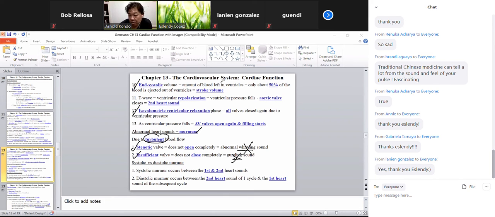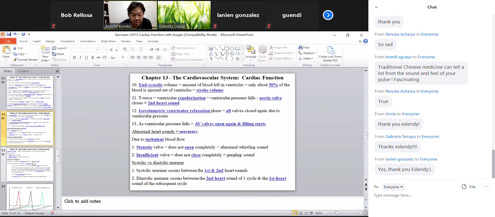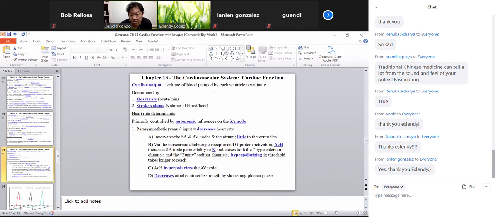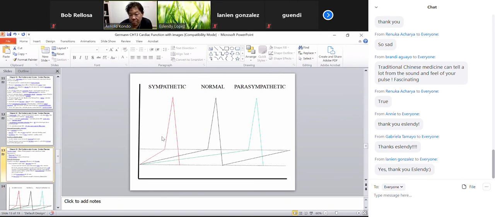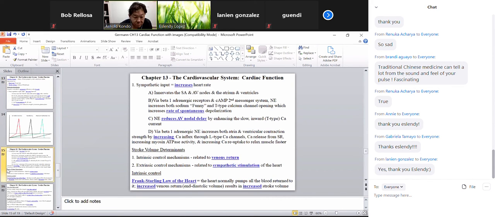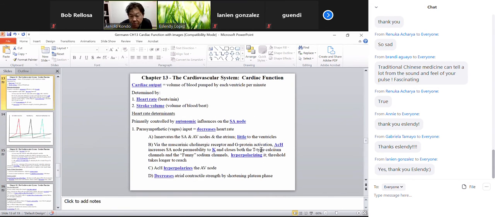To spend maybe 15 minutes wrapping up this chapter, it's really about now linking the specific details to both of those APs right here. And so cardiac output, know the definition, heart rate and stroke volume. Now here's the heart rate. And in this case, parasympathetic input, we've already talked about this, again innervates the SA node, AV node, but there's the key bullet point right there: very little to the ventricles.